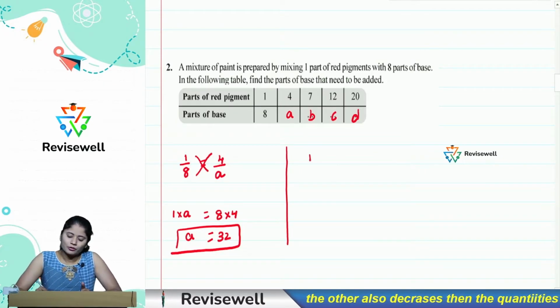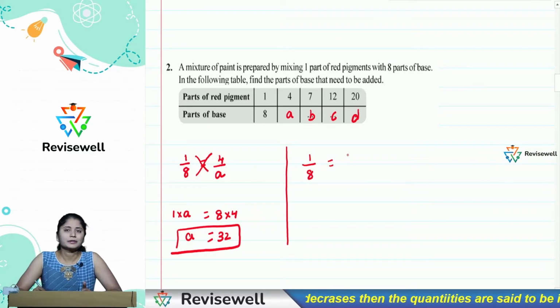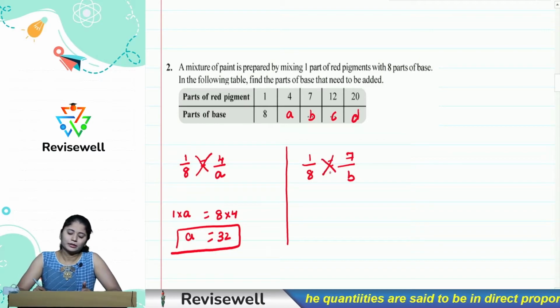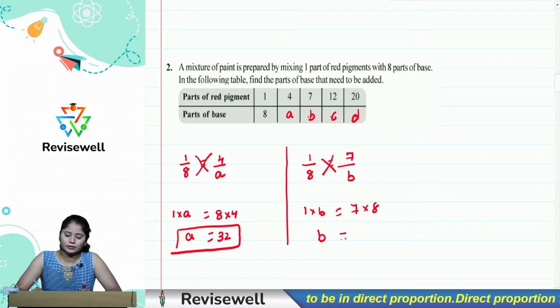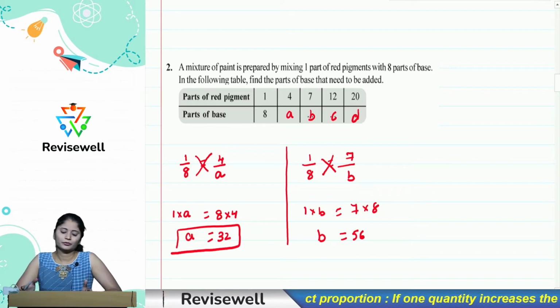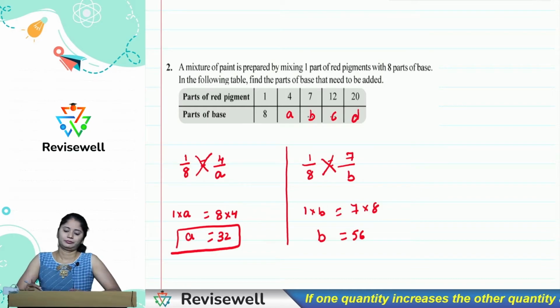So the ratio of number of parts of red pigment to parts of base must be equal to 7 by B. Again cross multiply: 1 into B is equal to 7 into 8. So 1 into B is B, and 8 sevens is 56. So that is 56 parts of the base. For 56 parts of the base, you need to add 7 parts of your red pigment.